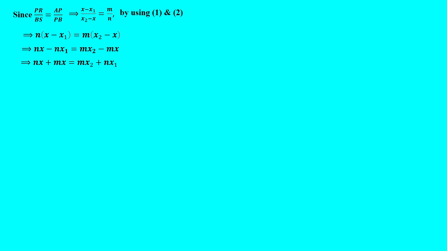Similarly, now consider the next two equalities. PR by BS is equal to AP by BP. So PR we know is x minus x1, BS is equal to x2 minus x, which is equal to m by n. Cross multiplying, so we are using 1 and 2. n into (x minus x1) is equal to m into (x2 minus x). So splitting, nx minus nx1 is equal to mx2 minus mx. So nx plus mx is equal to mx2 plus nx1, right? So x is common, take it outside, (m plus n) into x is equal to mx2 plus nx1. Therefore x is equal to (mx2 plus nx1) by (m plus n), which is the x coordinate of the point P.